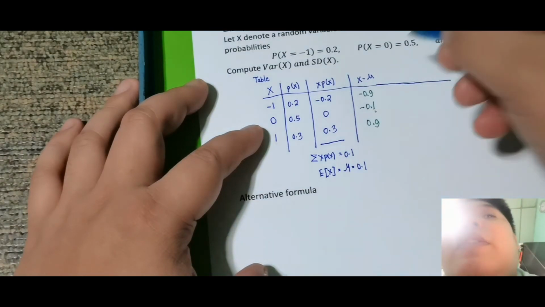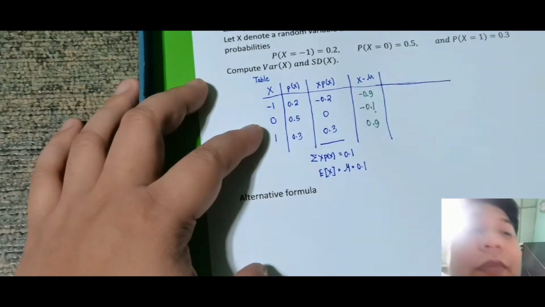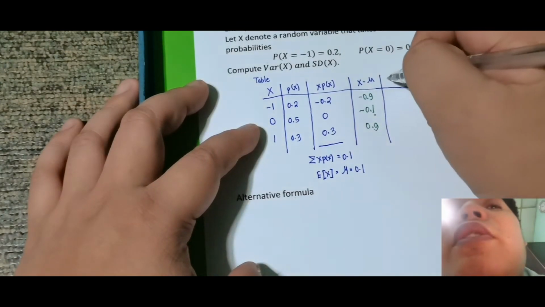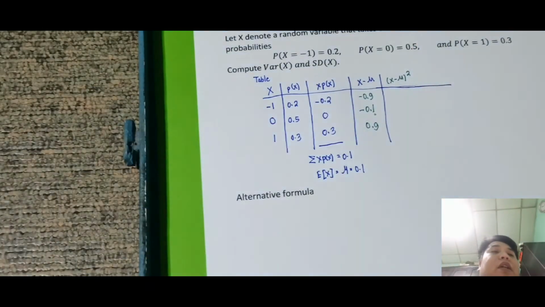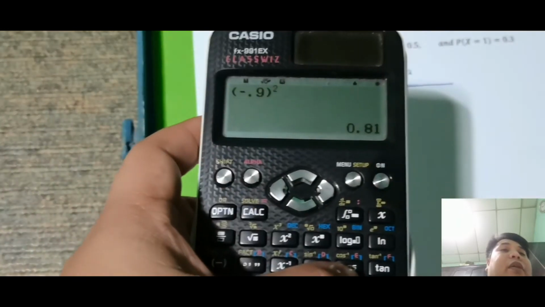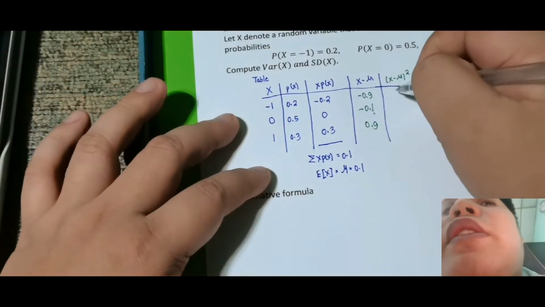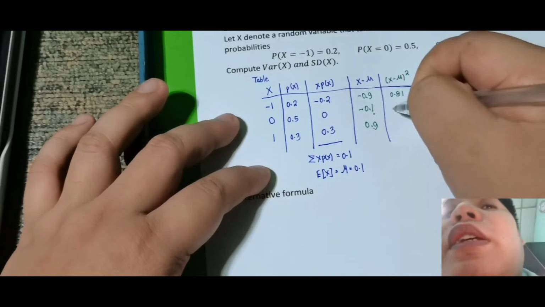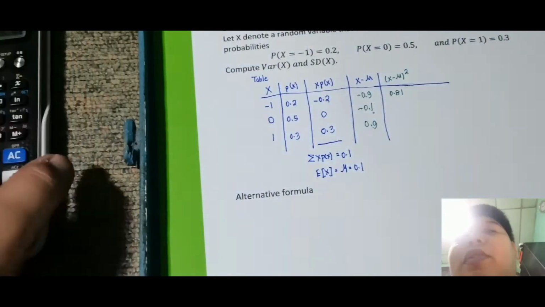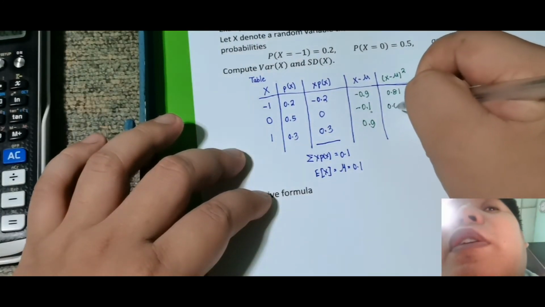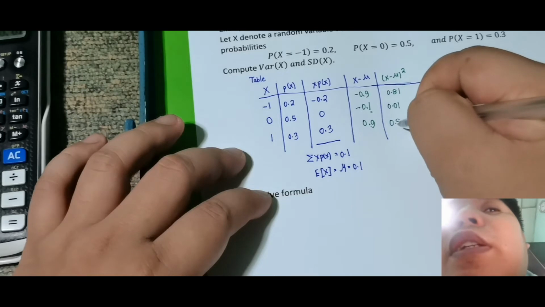Okay, so for the next, siyempre dahil tuloy-tuloy yung table natin, next is x minus mu square kasi kailangan natin yun. So square lang natin kada isa. Negative 0.9 square, that is 0.81. Next, negative 0.1 square, this is 0.01. And this is also 0.81 kasi same lang naman.